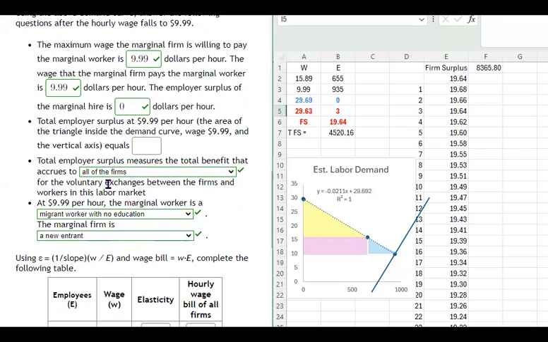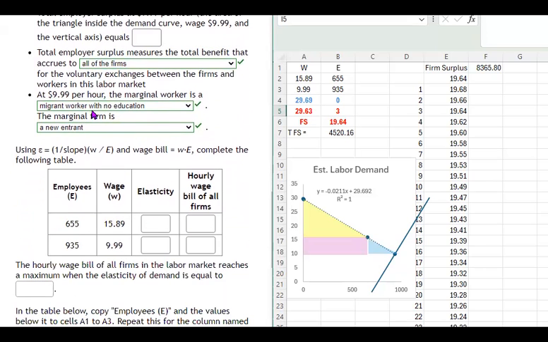Now, it could be the case that because this wage has been pulled down to $9.99, the native-born workers exit this labor market because $9.99 is below the reservation wage, right? That could be the case. We'll talk about that in a second.